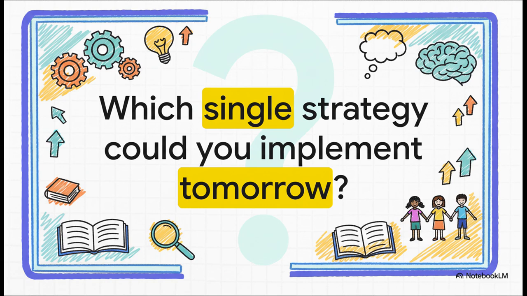Wow, we have covered a ton of ground, from evidence-based practices all the way to classroom climate. So let's end on a practical note. I want you to look at this new toolkit we've built and ask yourself, which single strategy could you put into practice tomorrow to make your classroom even more inclusive? What's your first step going to be?